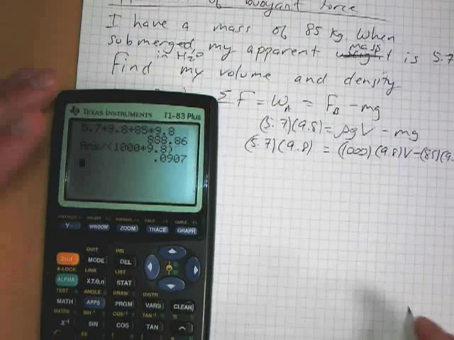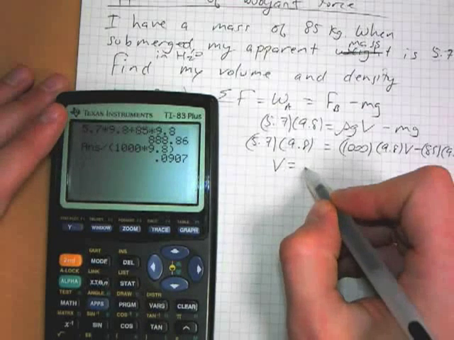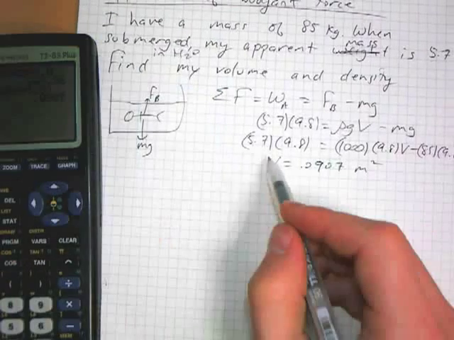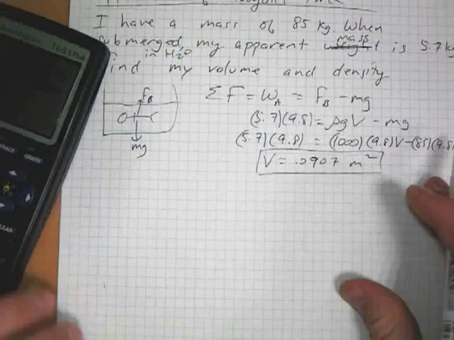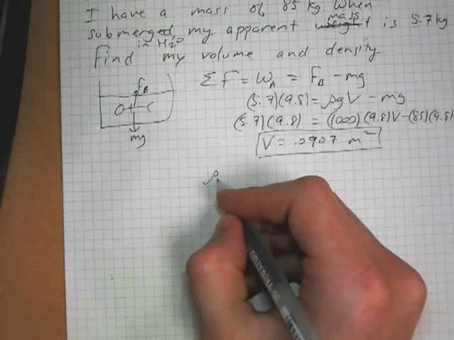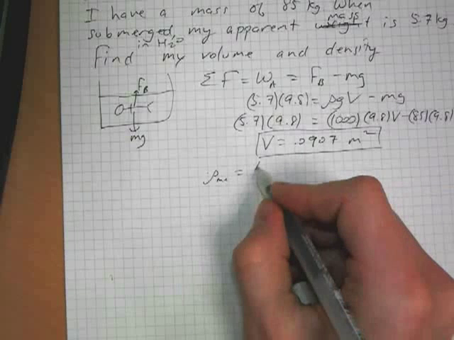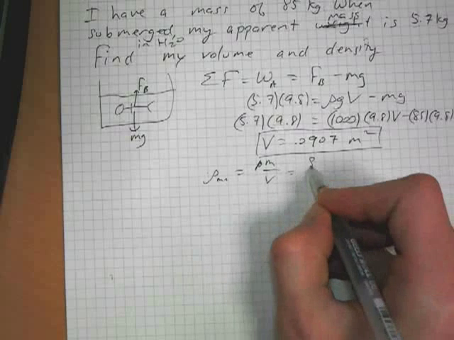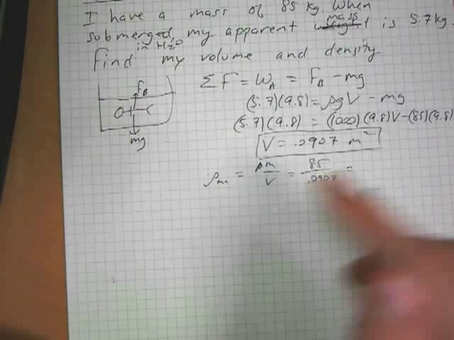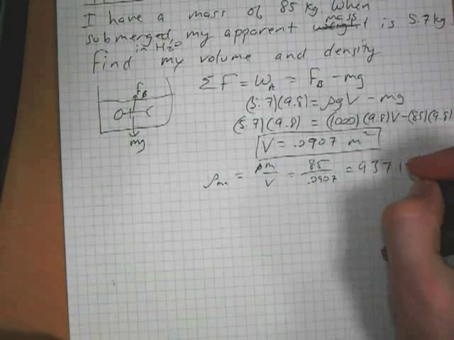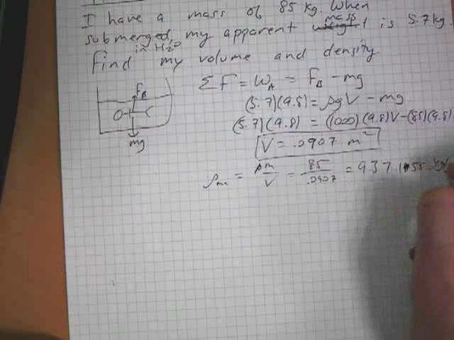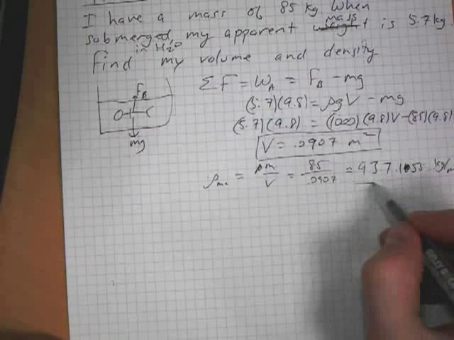Working that out gives us a volume of 0.0907 meters cubed. And then the density, rho, of me. Density is just mass over volume. So that's 85 over 0.0907, which comes out to 937.155 kilograms per meter cubed. Is that realistic? I don't know.